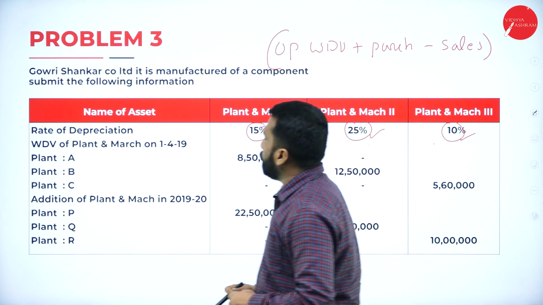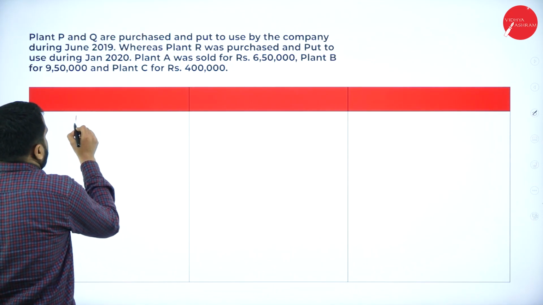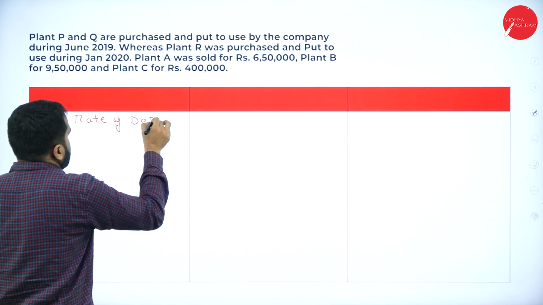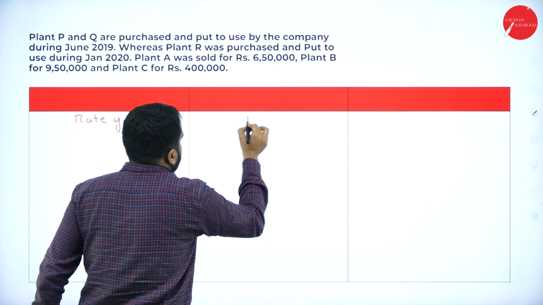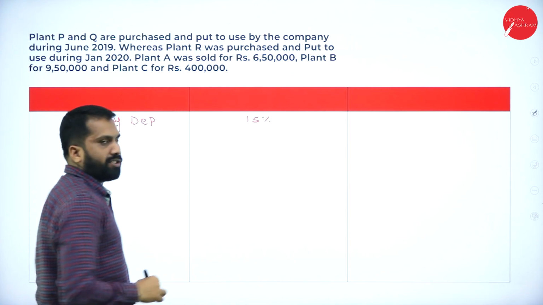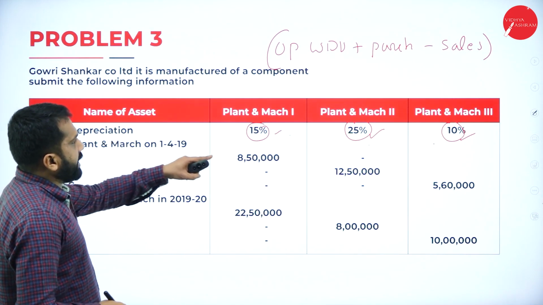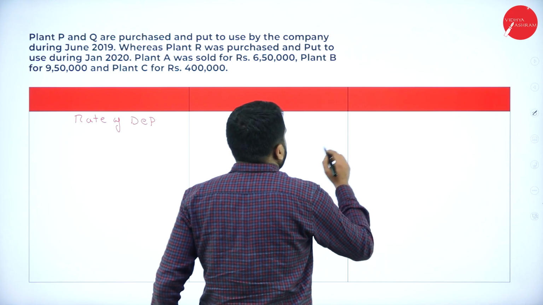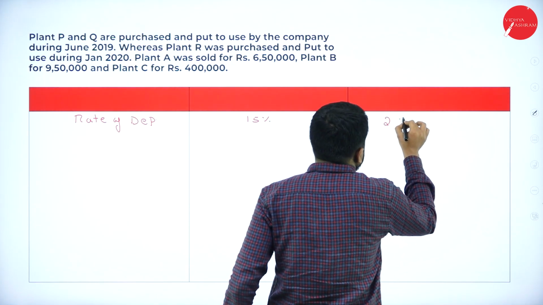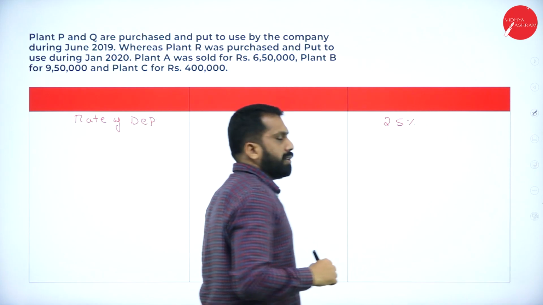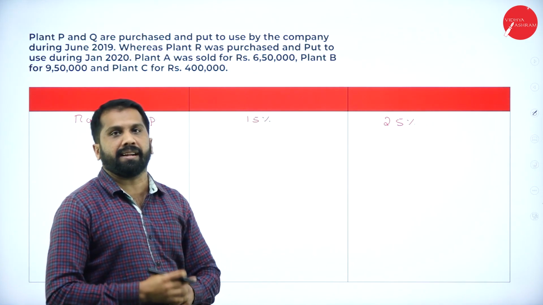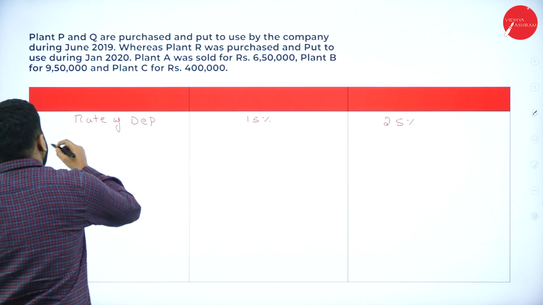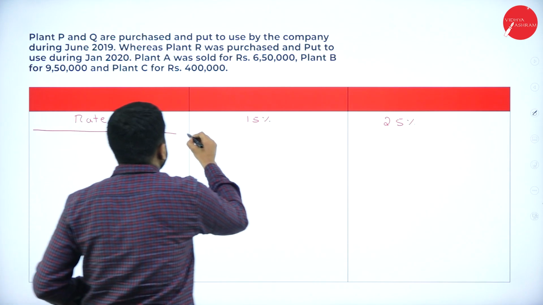Now, the rate of depreciation: 15% for the first one, 25% for the second one, and 10% for the third one. The second one is 25%. And the third one, I'll come to the next slide, where I'll show you how to calculate 10%. So the rate of depreciation is done.